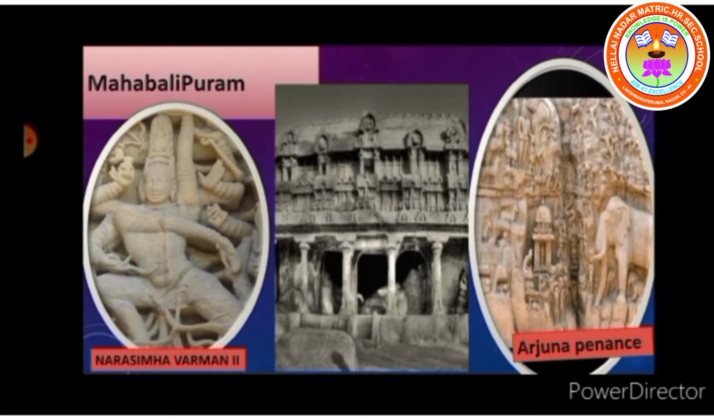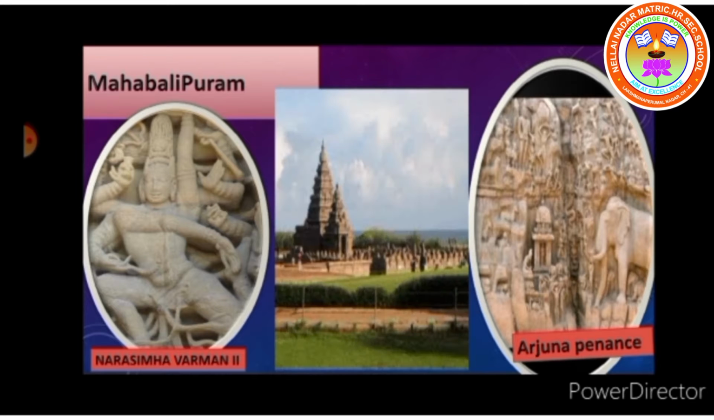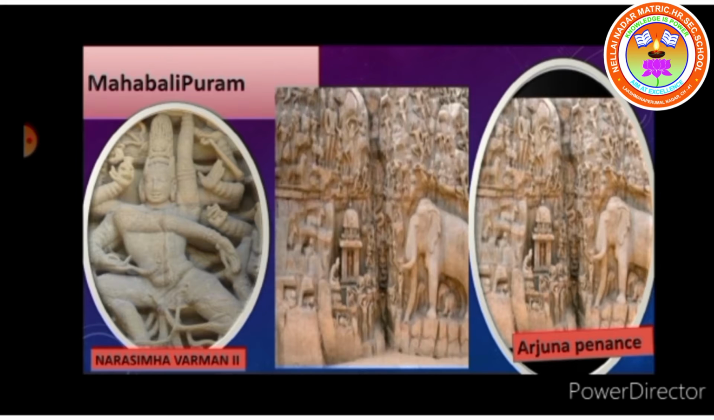Narasimhavarman II, also known as Narasimha, built the Kanchi Kailasanatha temple. The Vaikunda Perumal temple at Kanchipuram was built by Narasimhavarman II. Mahabalipuram is built of cut stones. It has 2 shrines, that means a place of worship, one dedicated to Shiva and the other to Vishnu.